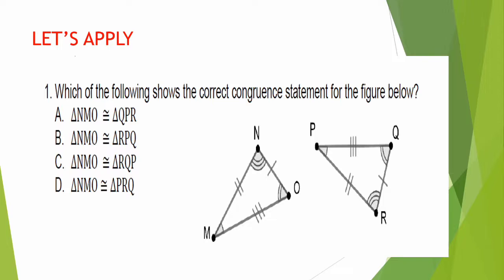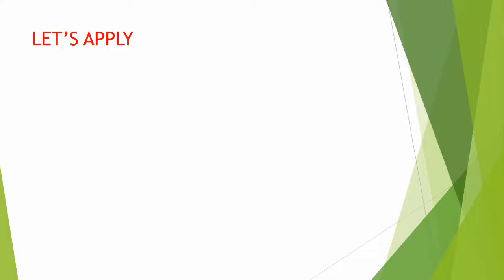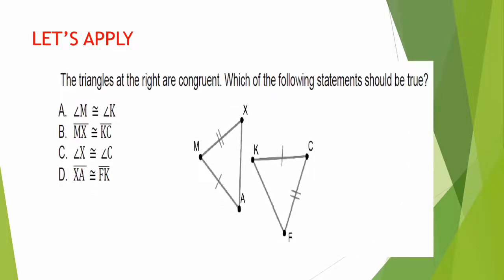So what is the answer? And the correct answer is letter B. So triangle NMO is congruent to triangle RPQ. Question number 2. The triangles at the right are congruent. Which of the following statements should be true?